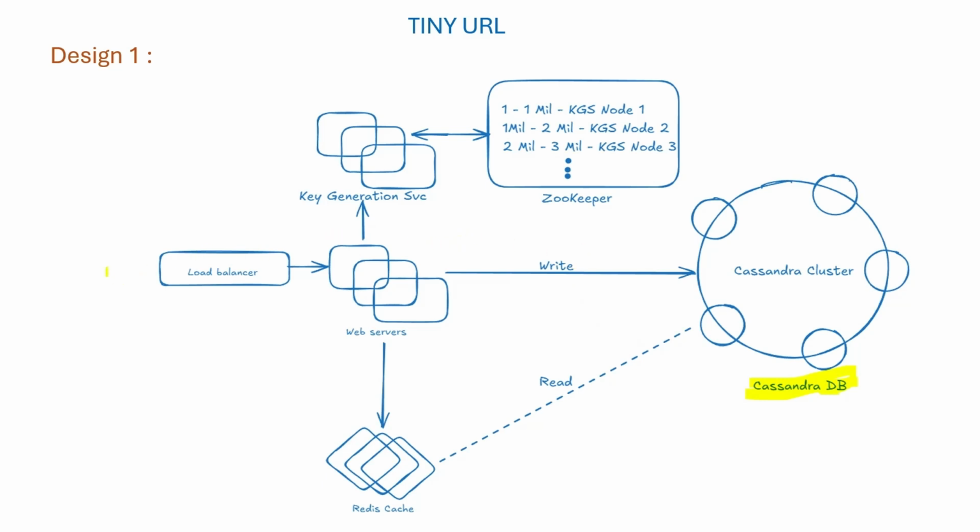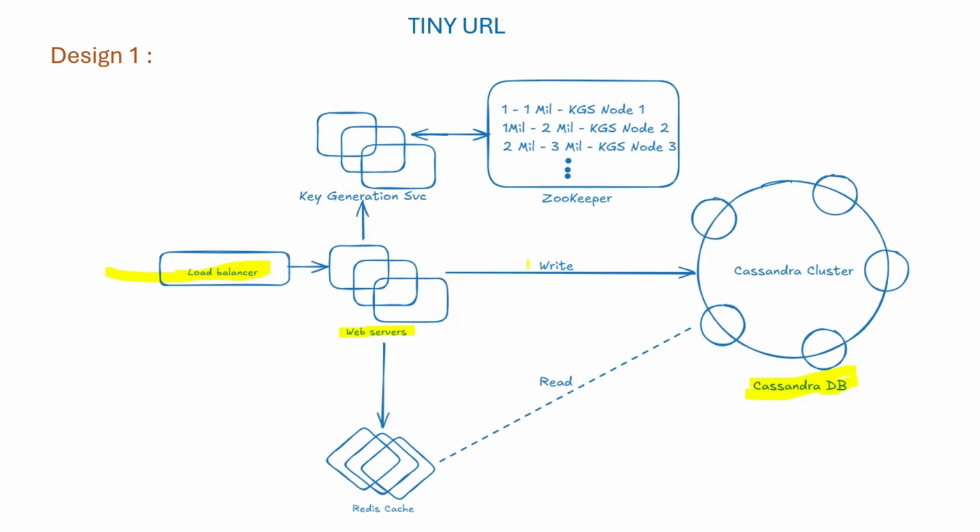In design one, when a user submits a write request or read request, it will first reach the load balancer, and the load balancer would be routing the traffic to web servers that are hosted, and we will be using the round robin technique, and that should be more than enough for our requirement. In round robin fashion, we'll be distributing the requests to different servers.